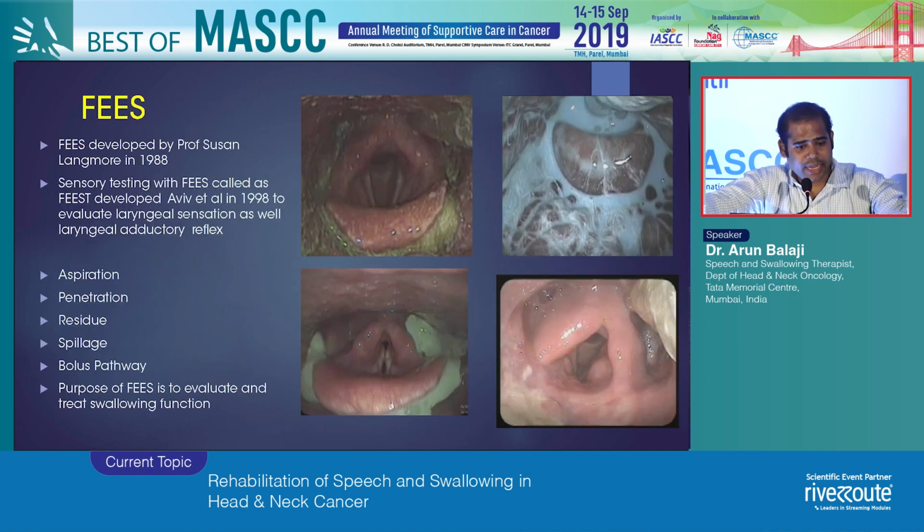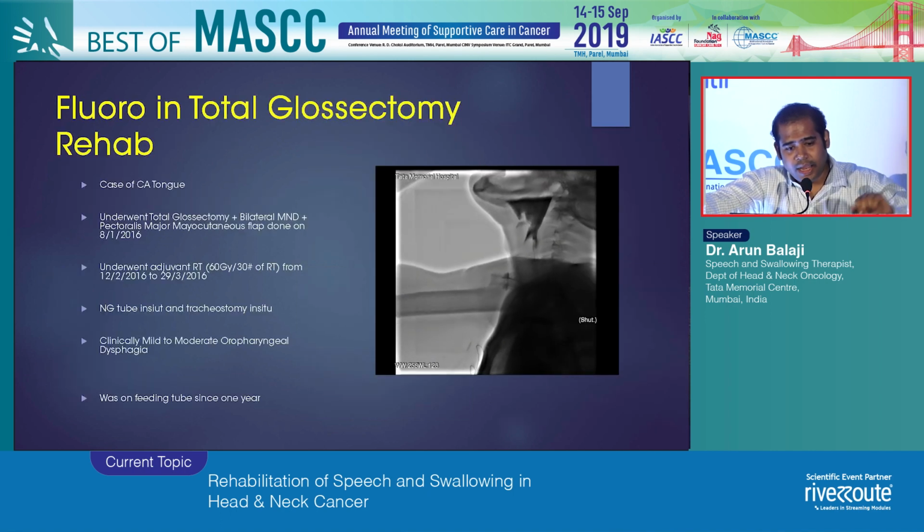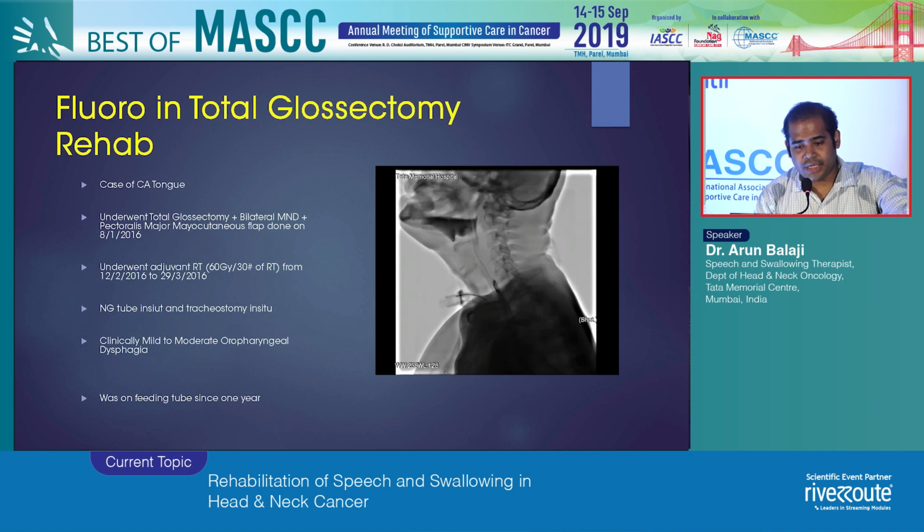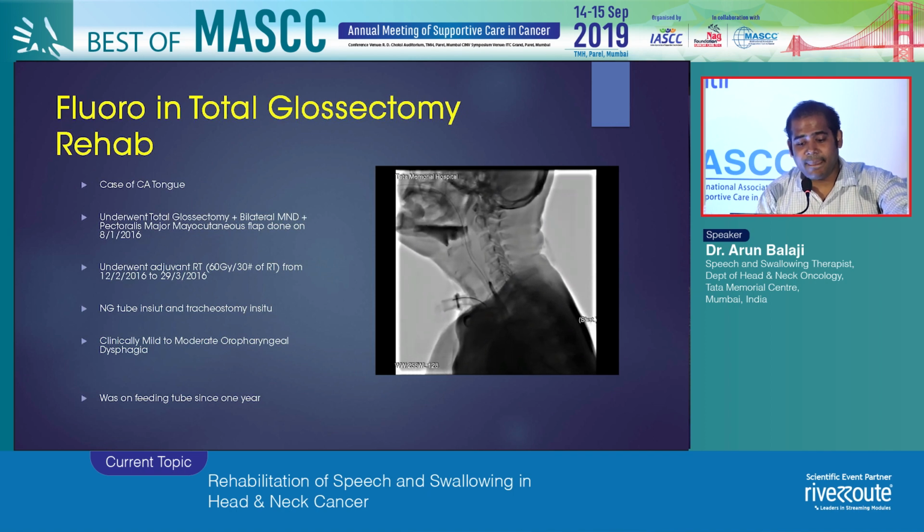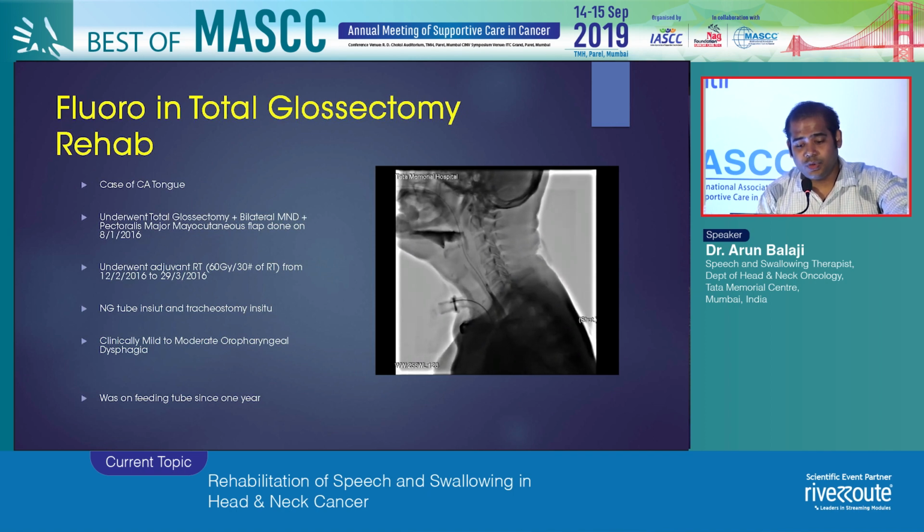So here, we can identify whether the patient is having aspiration, whether he is safe for swallow or not safe for swallow. And if it is safe, in which consistency he is safe, all those things we can identify by using endoscopic swallowing evaluation. And this patient, carcinoma, underwent total glossectomy 1 year before.